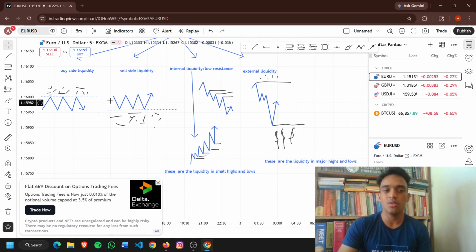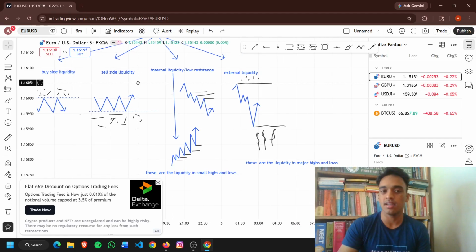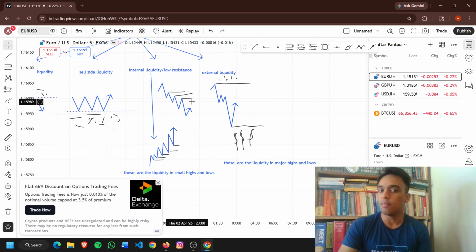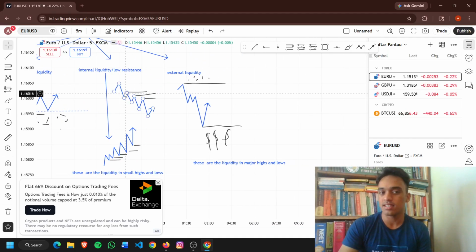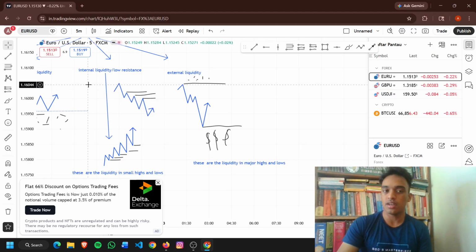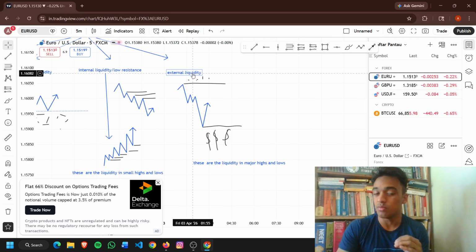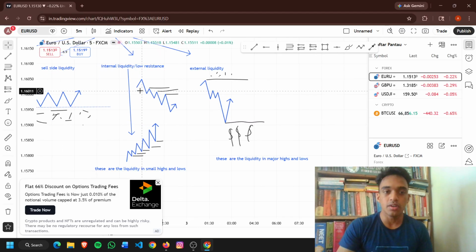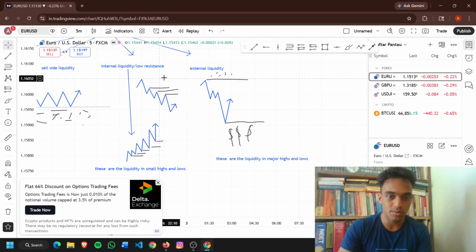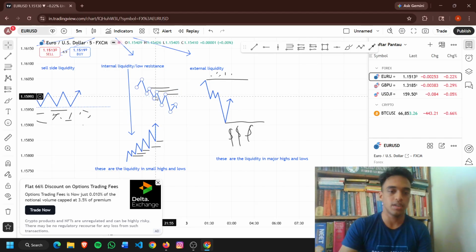People will be saying buy side, sell side liquidity and all, but the important bits are external liquidity and internal liquidity. Internal liquidity is not that important. External liquidity is the most important thing which you need to know. Internal liquidity is basically the small highs. Like if a market is moving like this, these small highs and small lows also have liquidity.